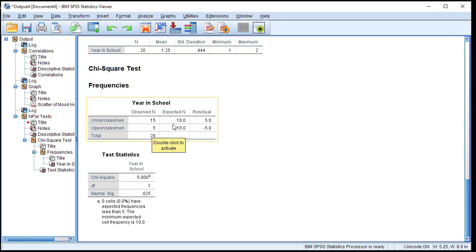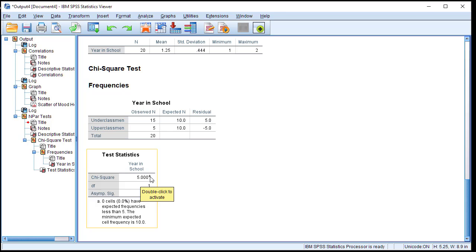We told SPSS to assume that there would be equal amounts in each group. So SPSS expected 10 people to be underclassmen and 10 people to be upperclassmen. The residual is the difference between the expected and the observed. So observed minus expected is 5. For upperclassmen, 5 minus 10 is -5. And if you remember the formula for chi-square, it's the sum of the observed frequencies minus the expected frequencies squared divided by the expected frequencies. All of that information is here. You just have to do a little bit of math and you have your answer. But our chi-square statistic is calculated for us. The chi-square value is 5.000.